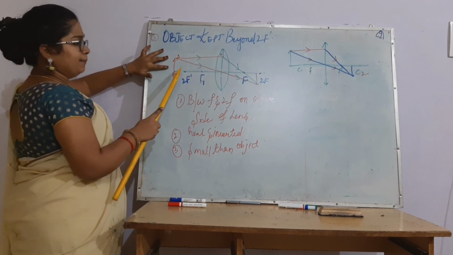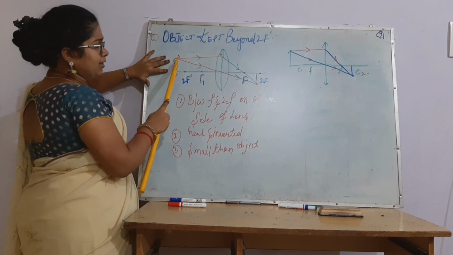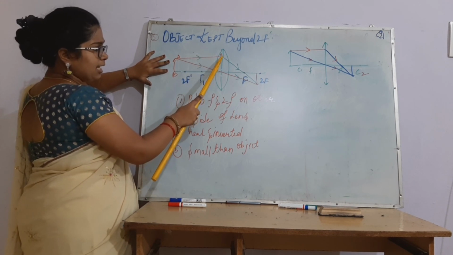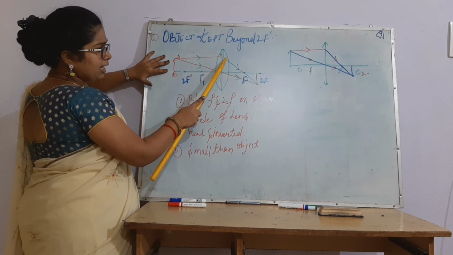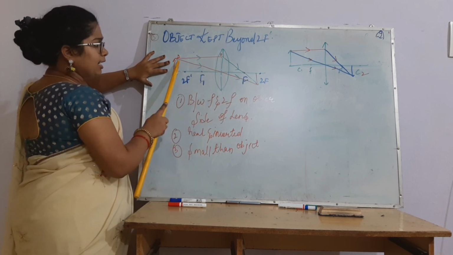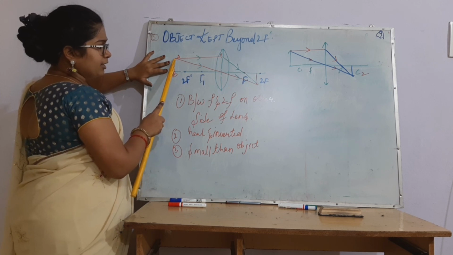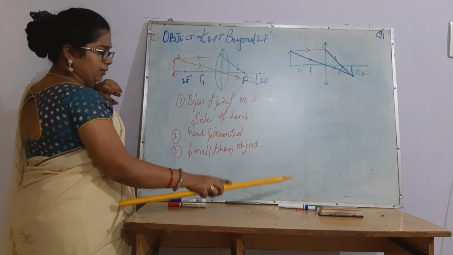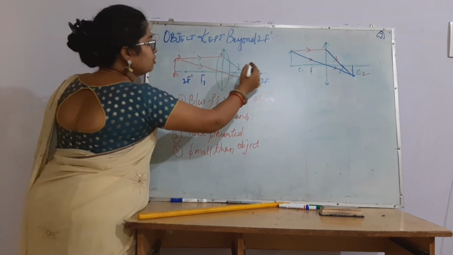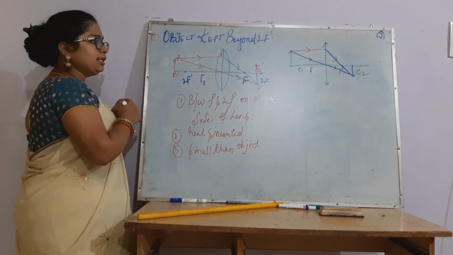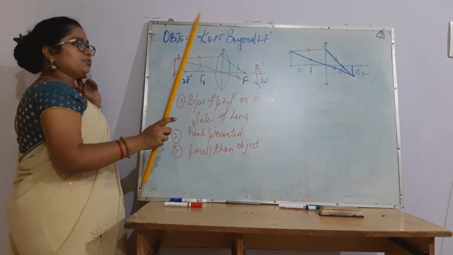A line parallel to the principal axis gets refracted at the surface and moves through the focus, and it is here. After that, you need to take two rays to form an image, isn't it? To form an image, how many rays do you have to take? Two rays. When the two rays meet at a point, you say that yes, the image is formed there.